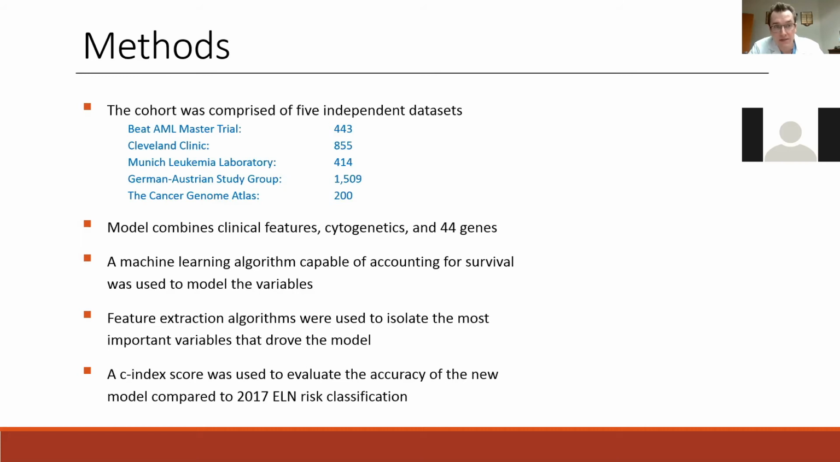So our methods, we started with a cohort that has 5 data sets. Each of these 5 data sets come from other centers. One is from Cleveland Clinic. One is from the Beat AML Master Trial. We have a couple from overseas in Europe, and one is from the Cancer Genome Atlas.